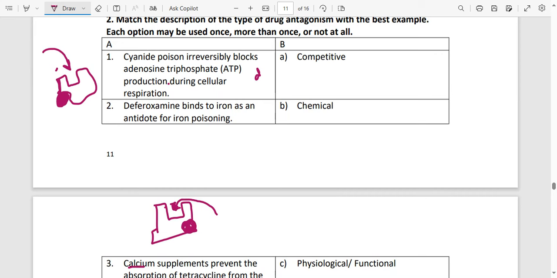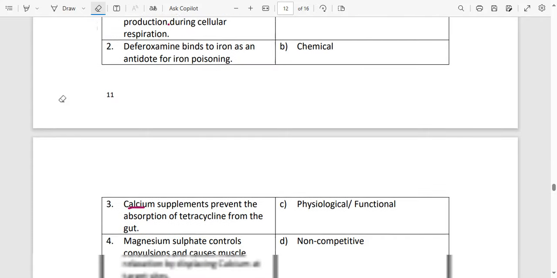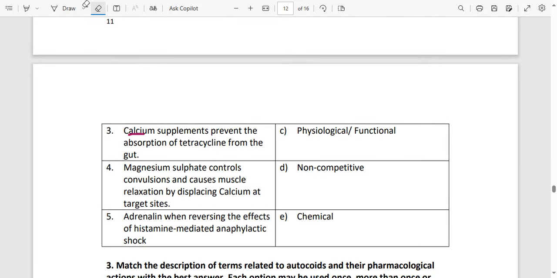Now let's look at A again. Cyanide poison irreversibly blocks adenosine. Now this is specifically an ion. This is a chemical, and it's preventing ATP, which is also a chemical. Please just make the correction there. And then, is that even making sense? Because we've mixed up something there. Should we go back to that just to correct it? Let me go back to that.